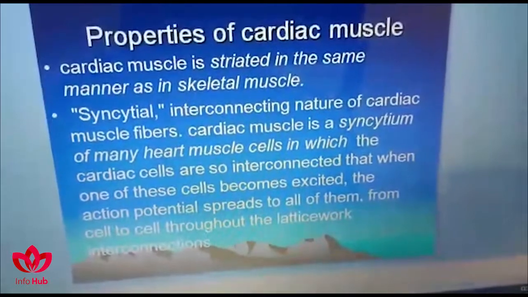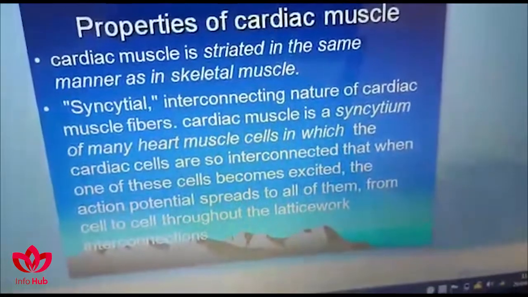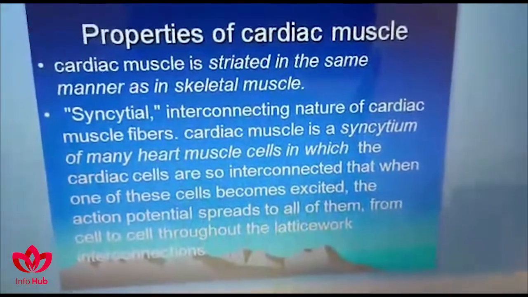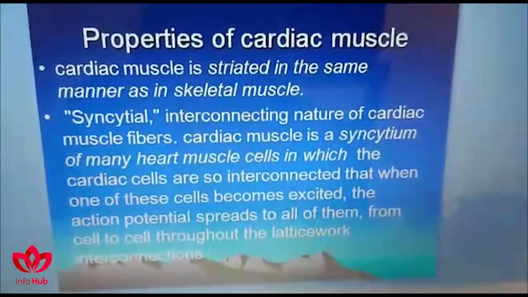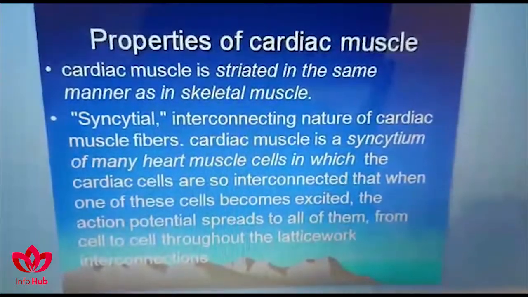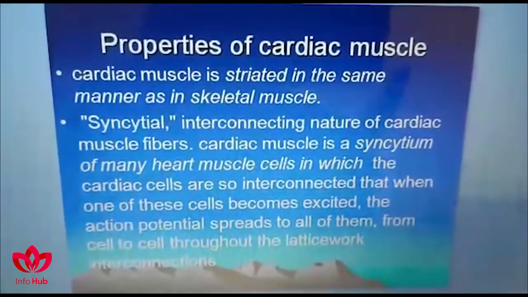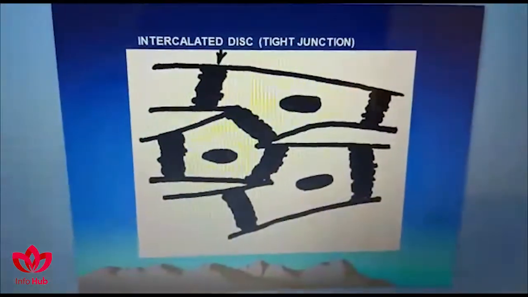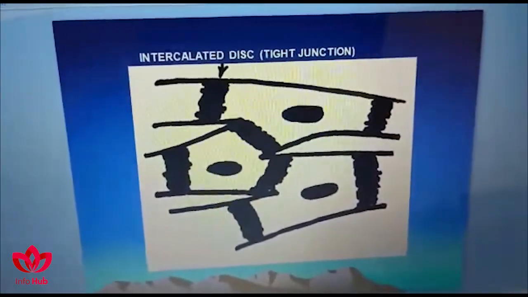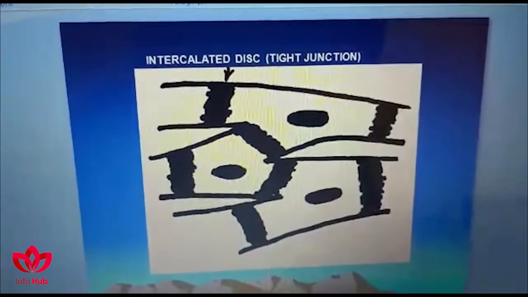As I've told you, there are desmosomes and gap junctions between the muscle fibers, through which the cardiac muscle acts as a syncytium of many heart muscle cells, in which the cardiac cells are so interconnected that when one of these cells becomes excited, the action potential spreads to all of them from cell to cell throughout the latticework of interconnection. So these interconnections interconnect all the cardiac muscle fibers with each other. This is the presentation of these intercalated discs or tight junctions by means of which individual cardiac muscle cells are interconnected with each other.